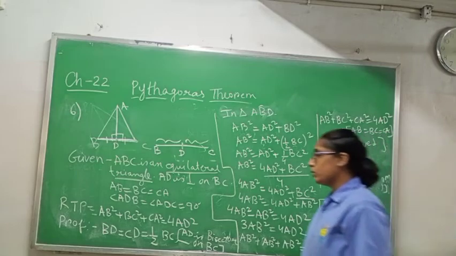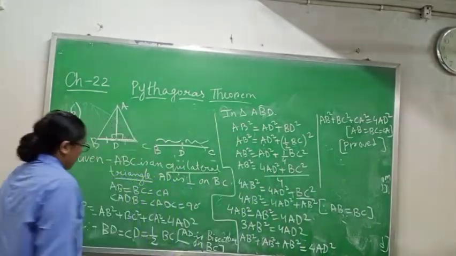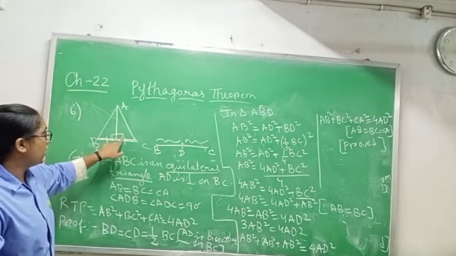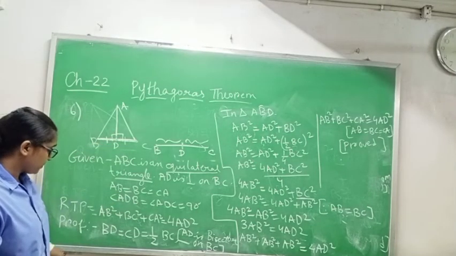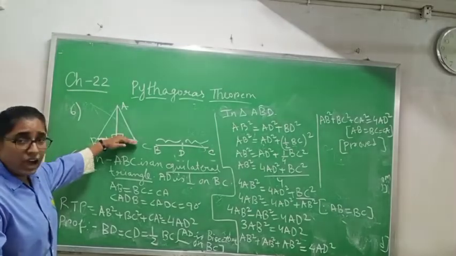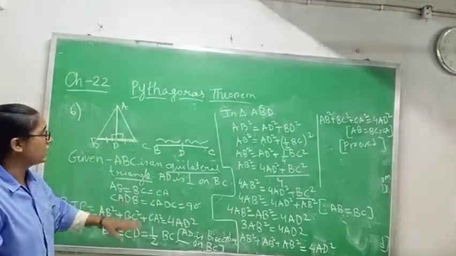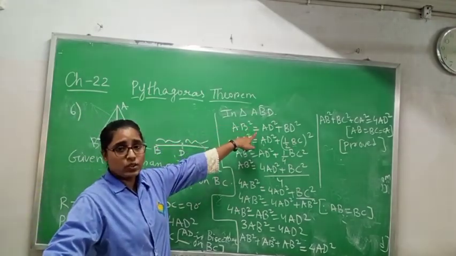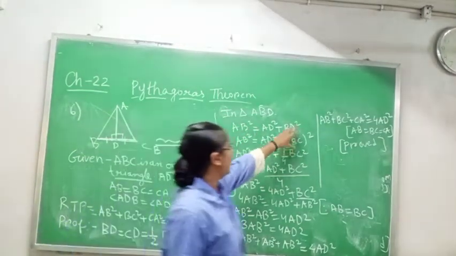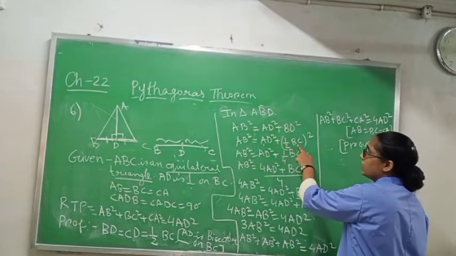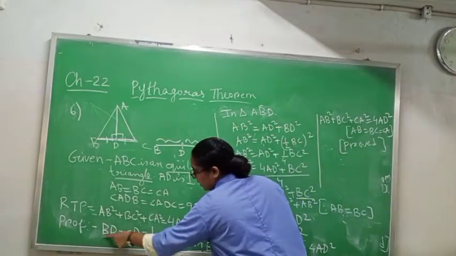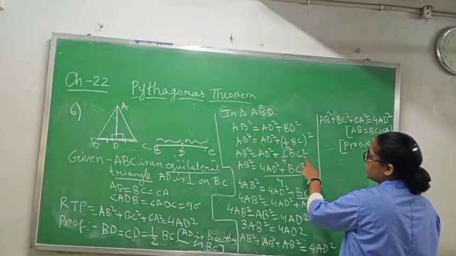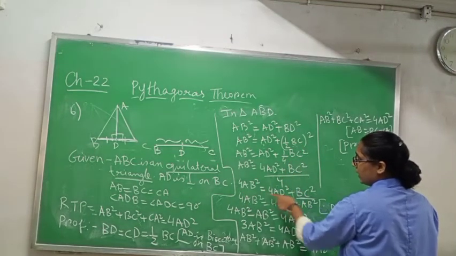Again, let me repeat what I have done here. This is an equilateral triangle, all sides are equal, and this one is perpendicular, it means 90 degrees. Now BD and CD are half of full BC, that is why it is written. I am taking this triangle and writing H square equals P square plus B square. Now in place of BD square I am writing half BC square, because I have already written BD equals half BC. So half BC square will become BC square by 4. Take the LCM, you will get this.